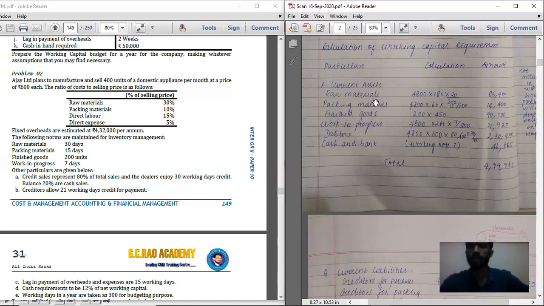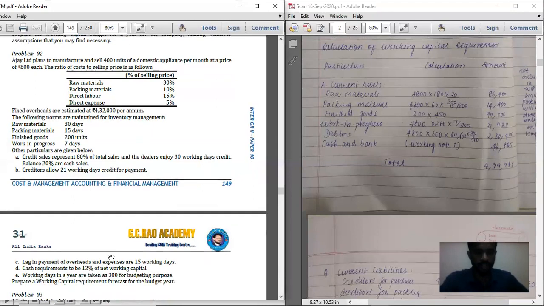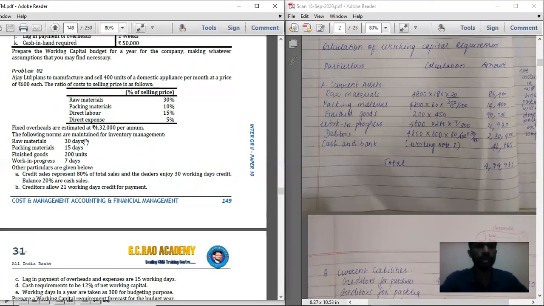180. In working note number 1, we have found that raw material cost per unit is 180, into the days they have given for raw material. For raw material, it is 30 days. The total number of days to be taken is 300 days. Out of that, raw material should be maintained for 30 days. So 4,800 into 180 into 30 divided by 300. Amount column put 86,400.